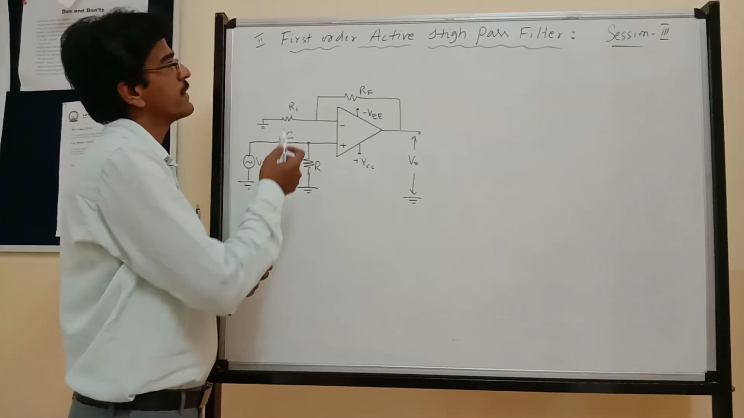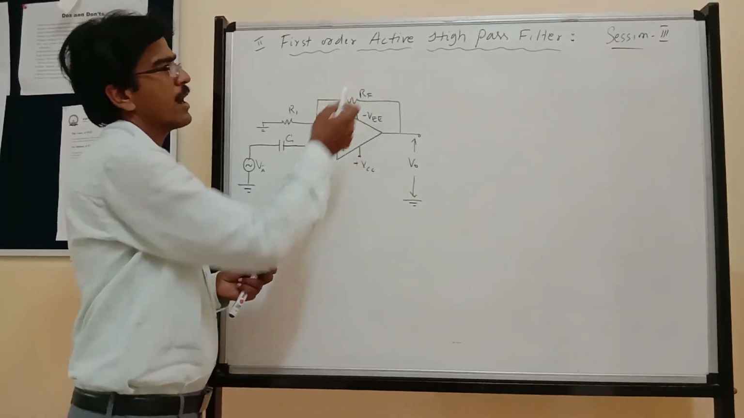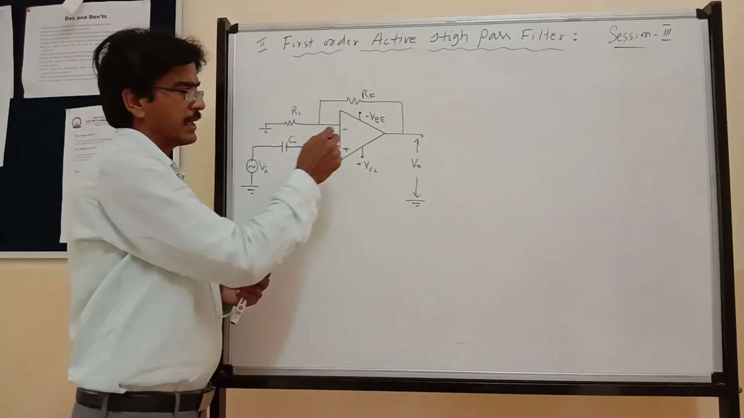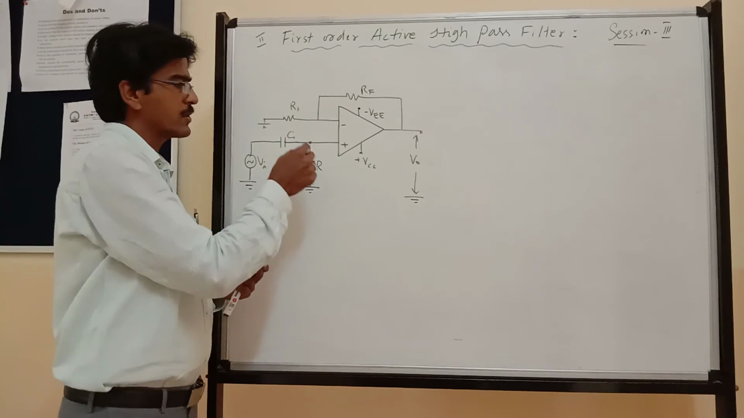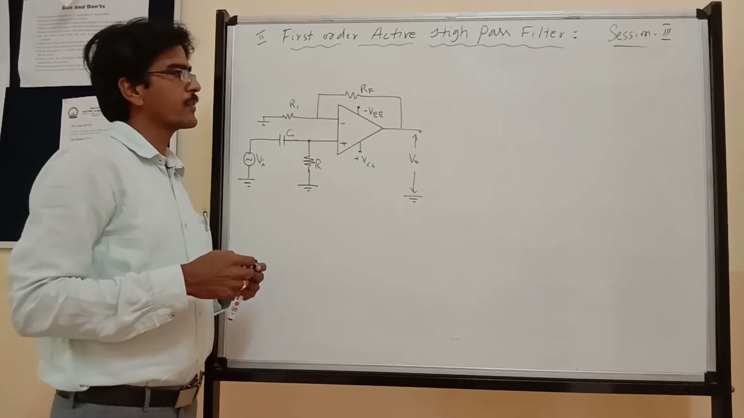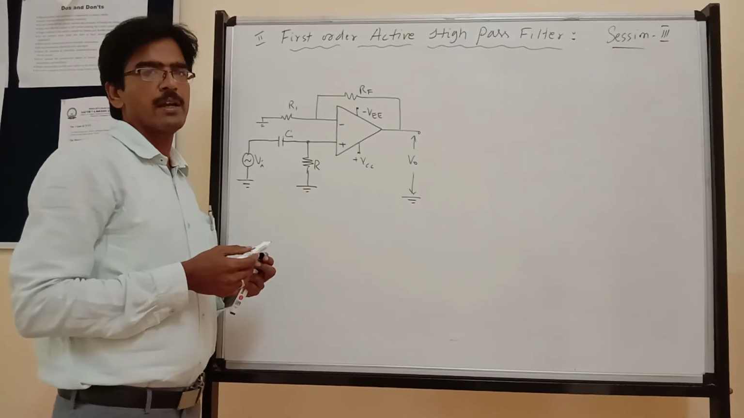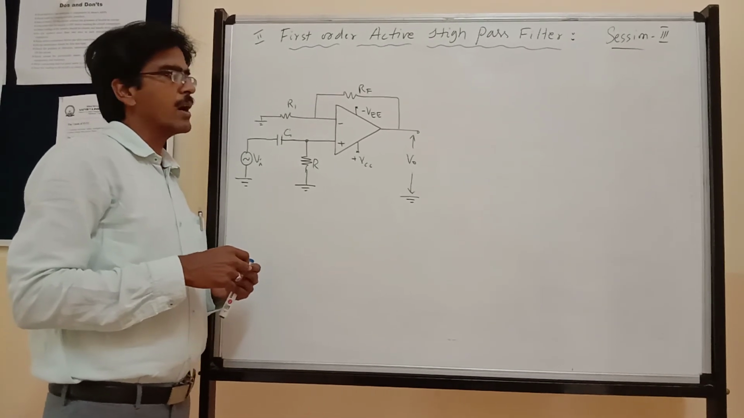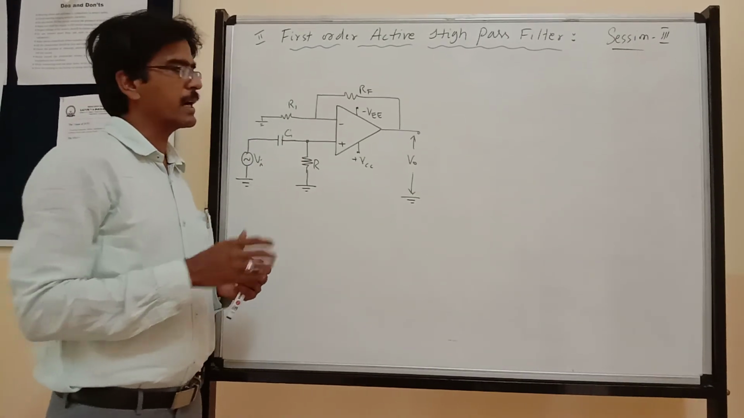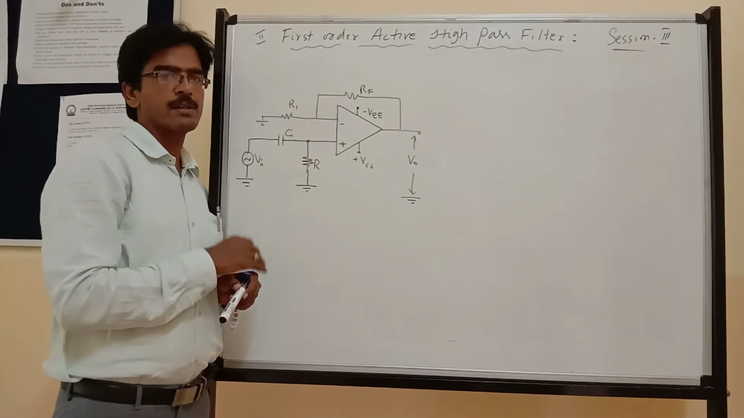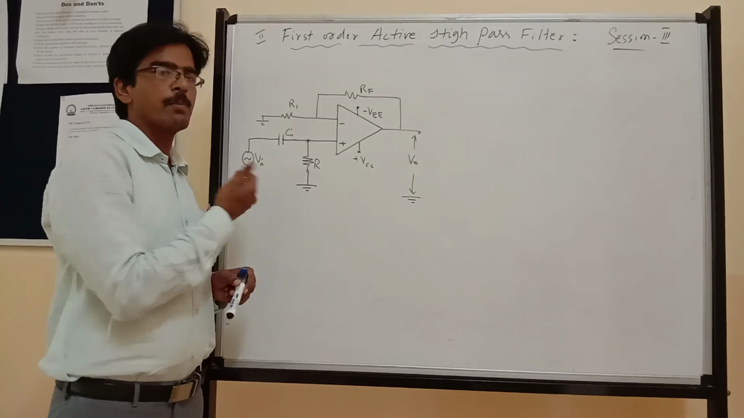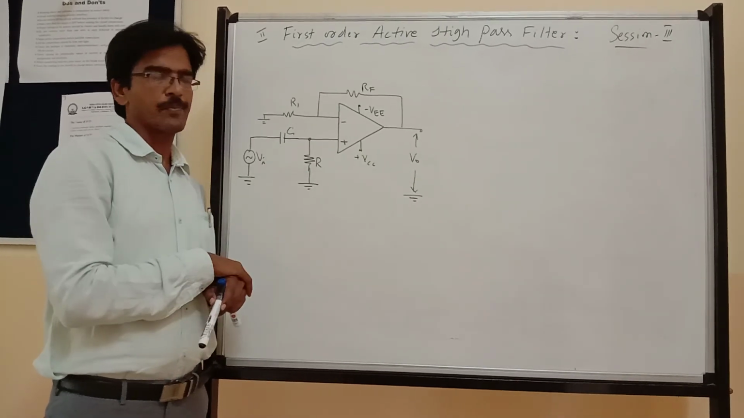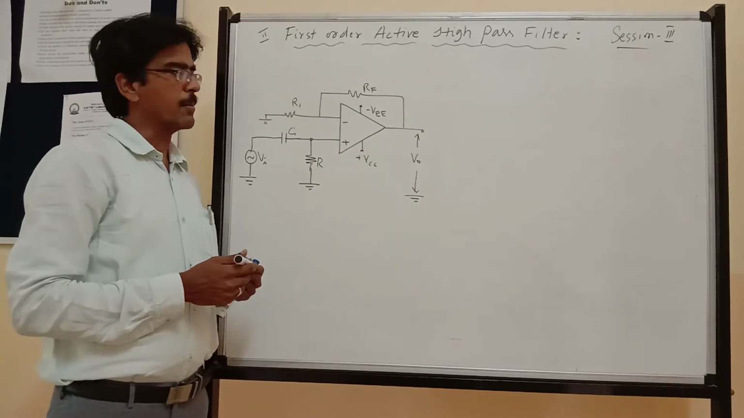Let us discuss first order active high pass filter using operational amplifier and also some passive elements. So already we defined what is the meaning of active filter. An active filter uses active elements like operational amplifier, transistor, etc. in addition to some passive elements. What are the passive elements here? Resistor and capacitor. Active element is op-amp.